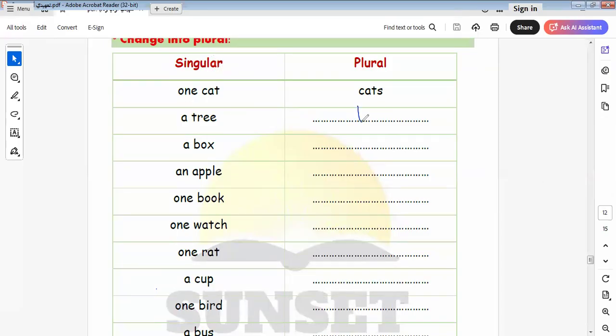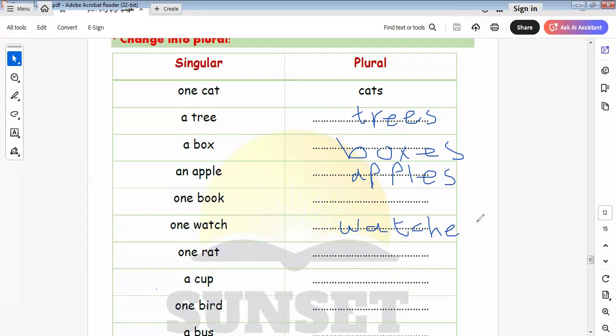Okay. Here we have trees. It will be trees, adding s. Box will be boxes. I answered the previous question before, so I can't answer all of them, because now we know the plural nouns and how and when we add s and when we add es to the noun. Here it will be watches. I don't answer all of them because I would like you to know the different kinds of adding s or adding es and so on.